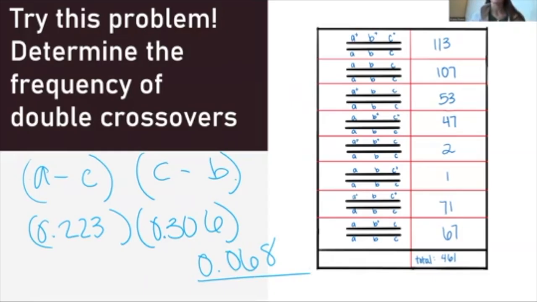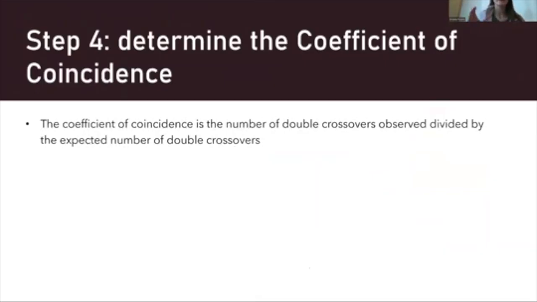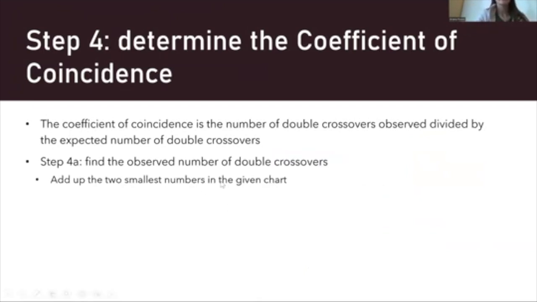Okay, now let's go on to the next step. So step 4 is determining the coefficient of coincidence. This is a super fancy way to say what percentage of crossovers do we actually observe. And it's going to be the number of double crossovers that you observed divided by the expected number of double crossovers. So your first step here is going to be finding the observed number of double crossovers.